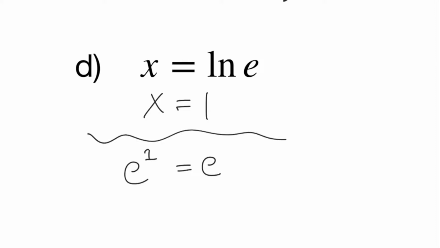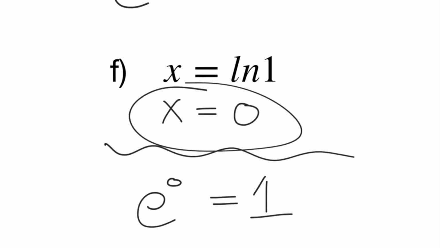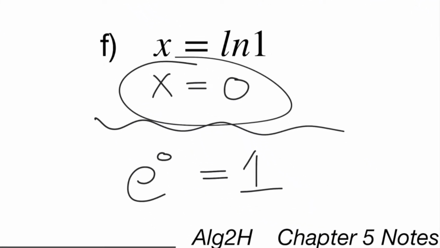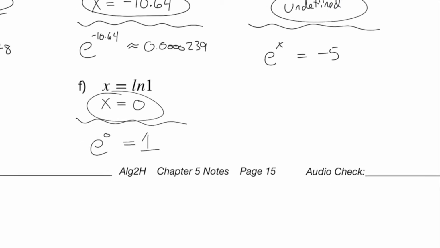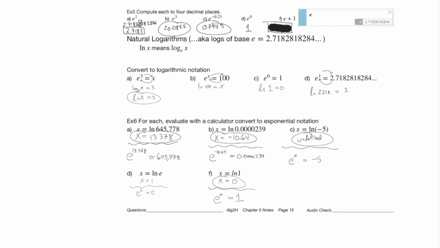The natural log of e, well, what exponent would you need in order to produce a power of e? You would need 1. And so you can type it into a calculator as natural log of e equals 1, or you could also say e to the 1 is equal to e. The natural log of 1, so what exponent would you need in order to produce a power of 1? Power of 1, base of e, you would need an exponent of 0. That's why x equals 0. And that's all we got for this page.